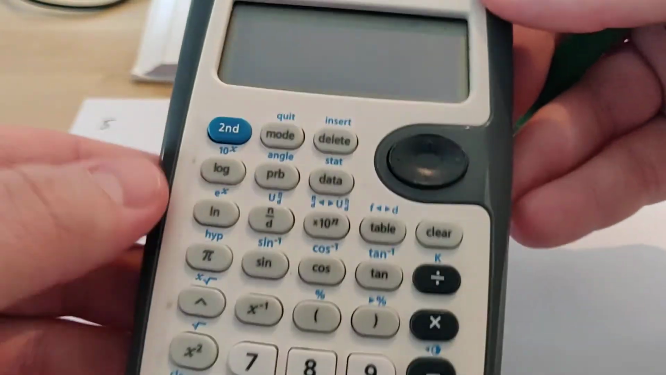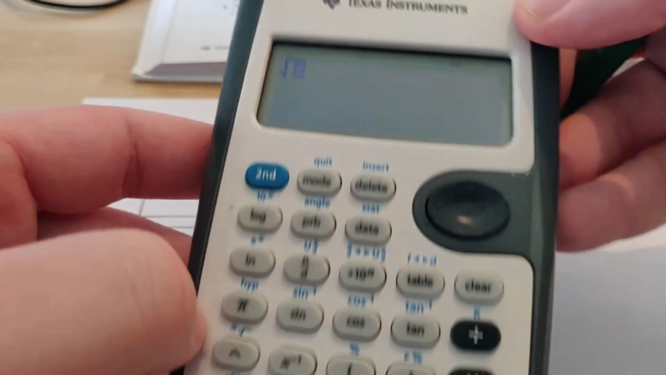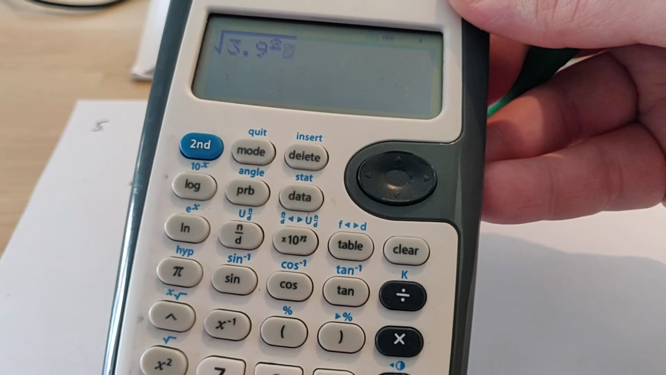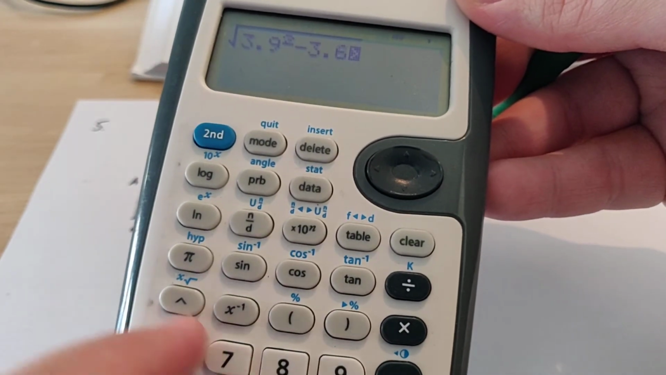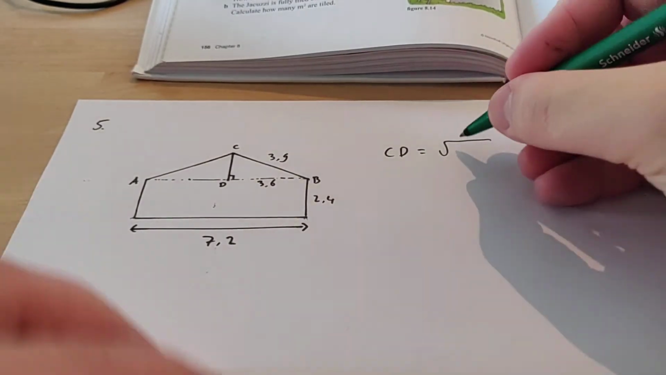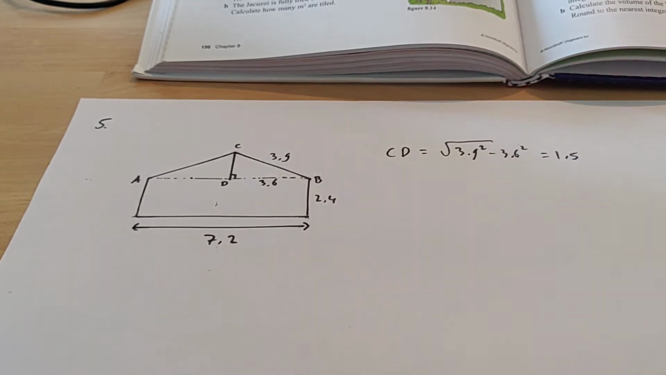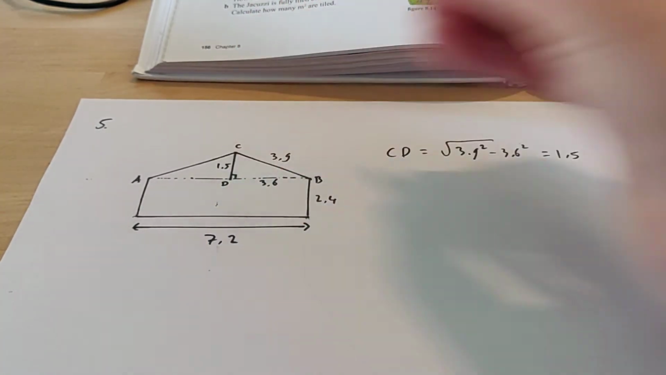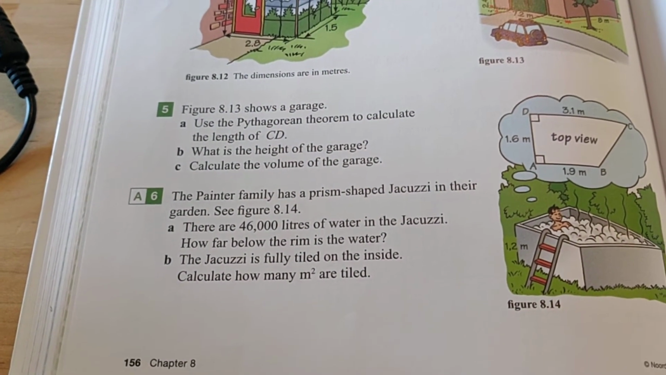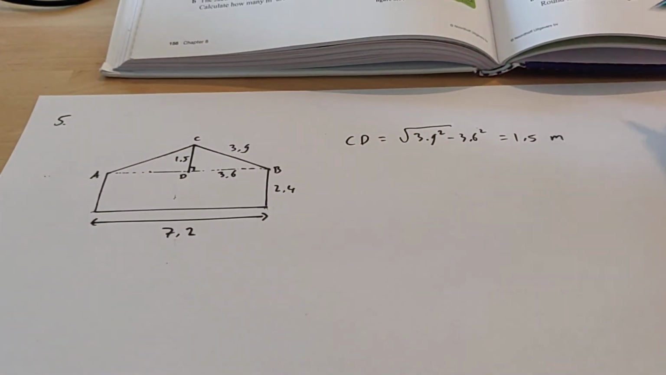So here's the calculator. If you forgot where the square root button is, it's over here. But first you have to press second and then that. So there's square root. Now we have 3.9 squared minus, and the other one was 3.6 squared. So if you calculate that, you get 1.5. So let me write that down. 3.9 squared minus 3.6 squared is 1.5. So 1.5 is this length. So let's see if that satisfies the question. Use the Pythagorean theorem to calculate the length of CD. Yes, the only thing we have to do is write down meters.